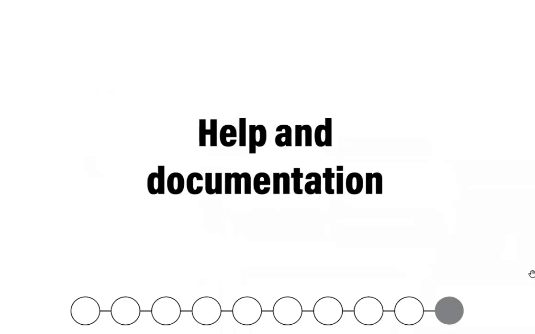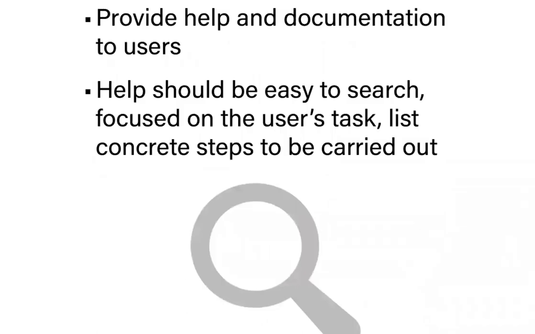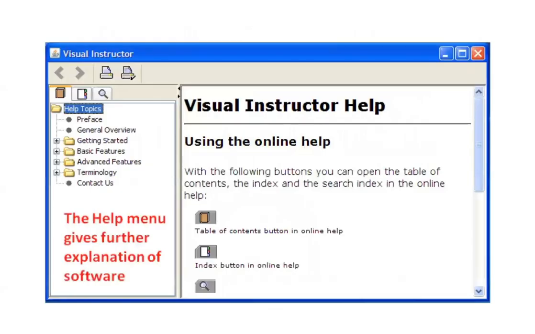Number 10, help and documentation. Because we all make mistakes and nobody is almighty and all-knowing, we have to have help very accessible to users. Help used to be very difficult for users to get. The form of help that software and apps provide has changed over time.